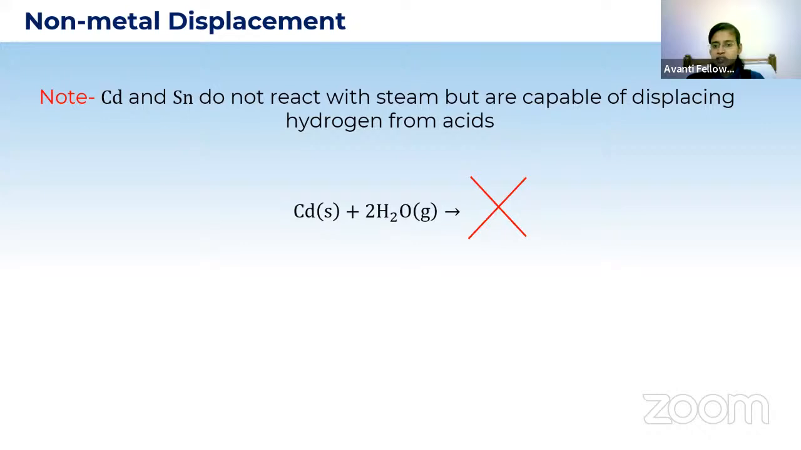So no reaction will happen if you put cadmium in steam. So they cannot give you hydrogen. Instead of putting this in H2O in gaseous form, put it in acid. So put cadmium inside HCl, hydrochloric acid. If you put it there, they will produce a salt and hydrogen gas.